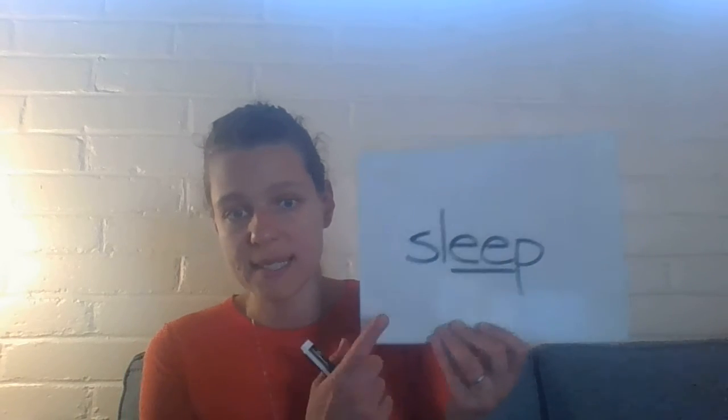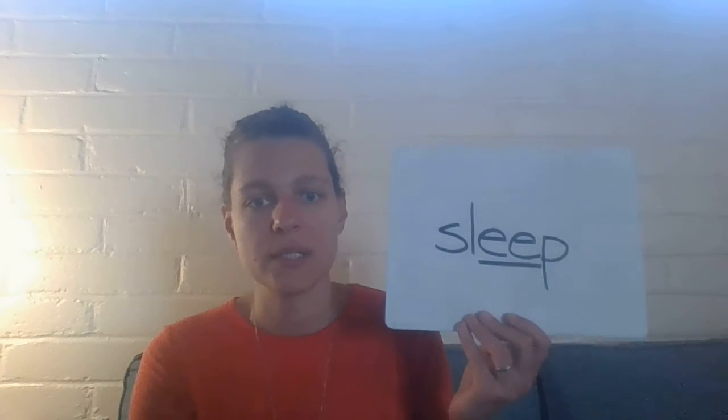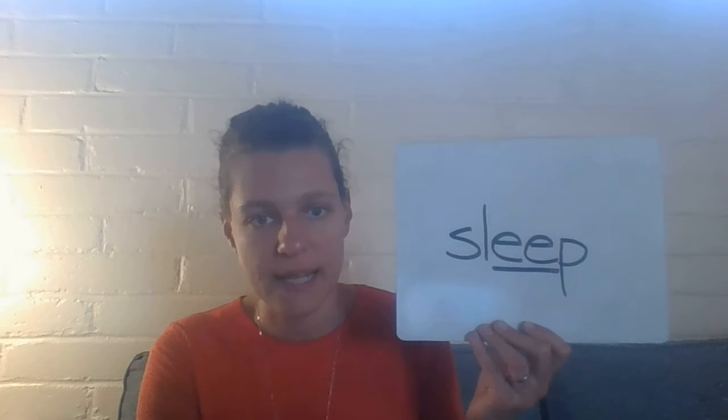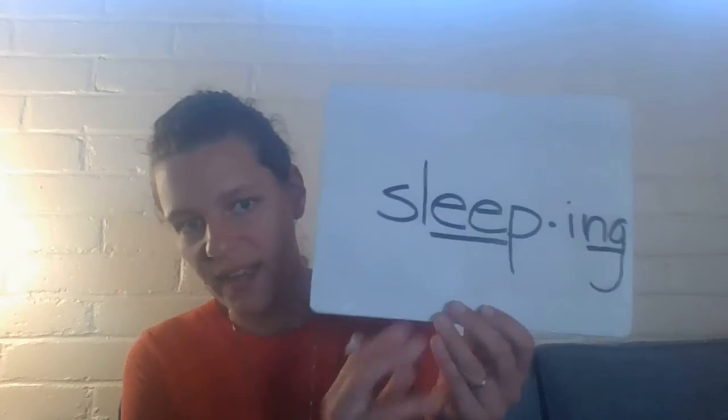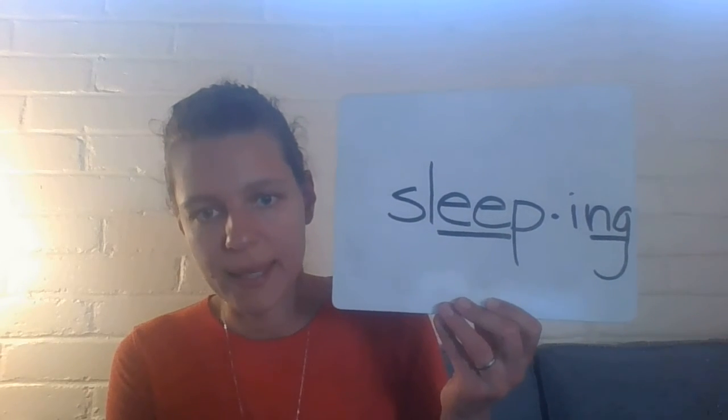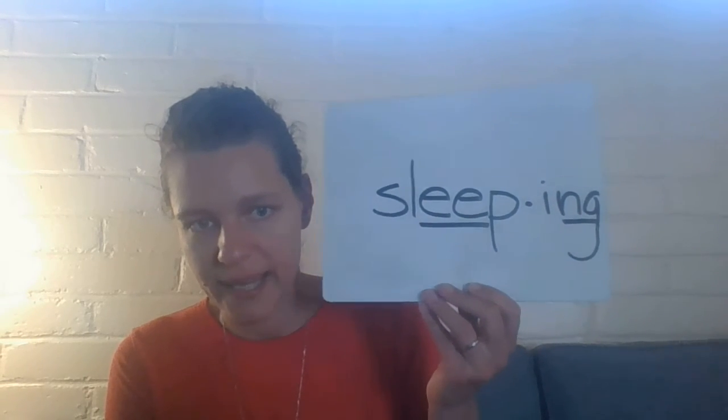So this is present and future tense. If I want to write the present participle tense, what do I add? Good, I need to add ing. So go ahead and write sleeping. Do the syllables and the markings. All right, this is what your sleeping should look like.